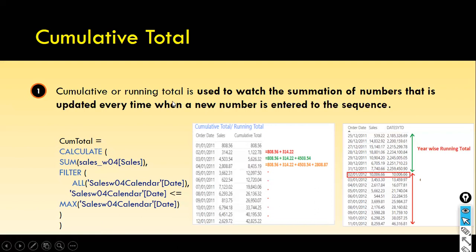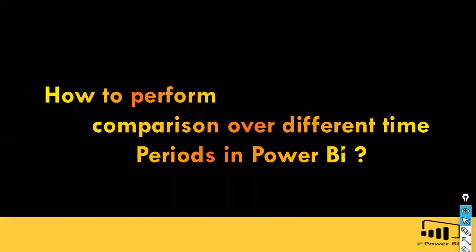Cumulative total is also called a running total. It is used to watch the summation of numbers that is updated every time a new number is entered into the sequence. Whenever a new value comes in, it automatically includes the new value along with the previous values, and it gives you the running total. Running total and cumulative, both terms are the same.